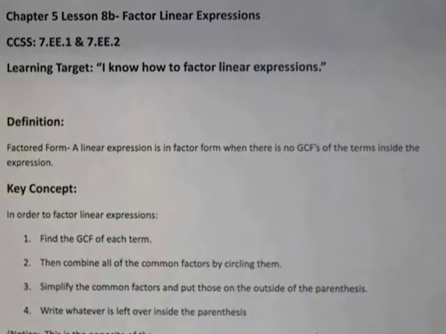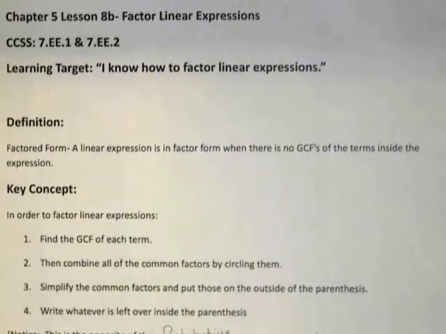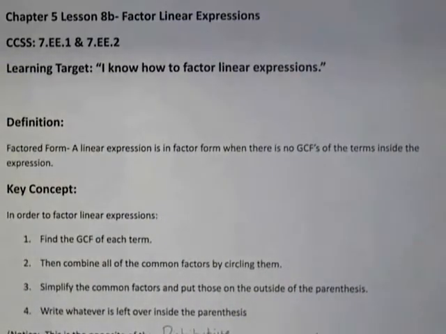The second step is to combine all the common factors by circling them. That doesn't change from when we found the GCF of monomials. And the third thing is to simplify the common factors, put the simplest form of those common factors on the outside of the parentheses, and write whatever is left over, whatever we couldn't take away, inside the parentheses. What you'll notice is that this is the opposite of the distributive property. So let's do a few examples and you'll see how we factor these linear expressions.